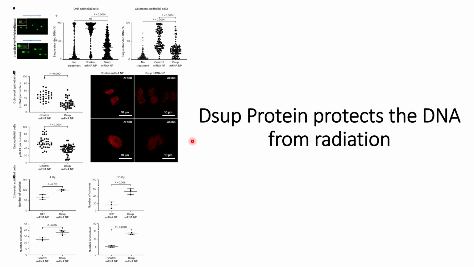So all these results finally come to a conclusion that the Dsup proteins are able to cover this DNA and prevent it from the radiation impact, and thereby help to protect it from the DNA damage that is caused by the radiation.